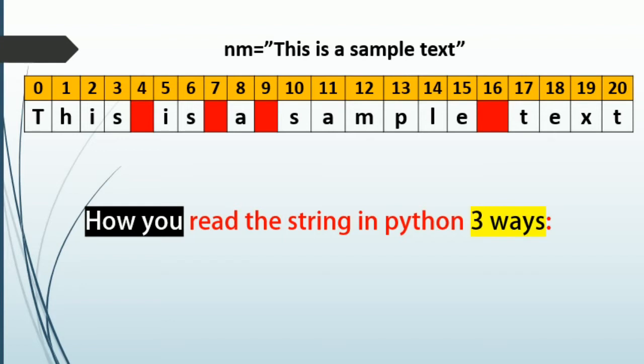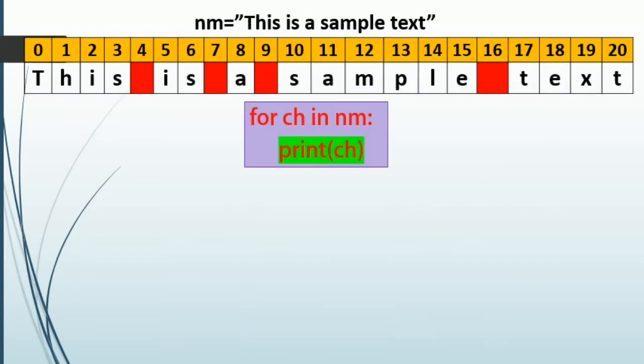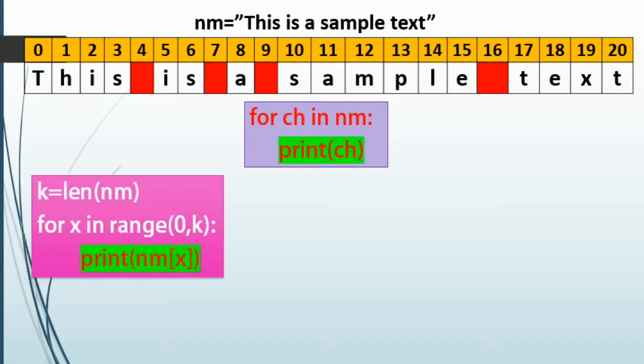So the first one is for in: for ch in nm. Ch is going to read characters from the string nm. Second is for x in range 0, k, with nm of x. This line is also going to be used. Nm of x is going to read the characters, and I've already taken k equal to the length of nm, so it will work up to k minus 1. We have already discussed this in a previous video.